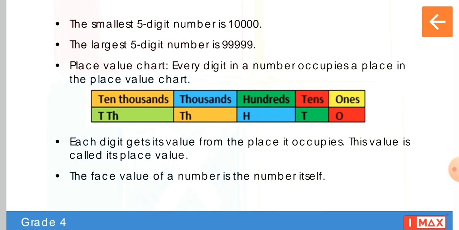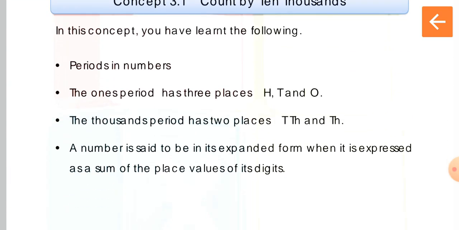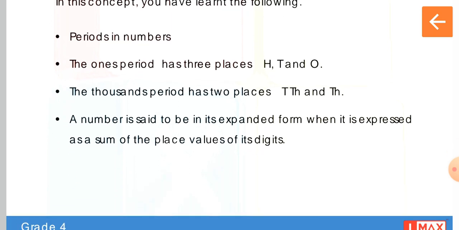If you are taking a number to find out place value and face value, always remember: place value means multiply the place with the digit on that place, then you will get the place value, and face value is the number itself. Clear? After this topic, we learned about periods, isn't it? What is a period? In a place value chart, we can draw some more places above each place.